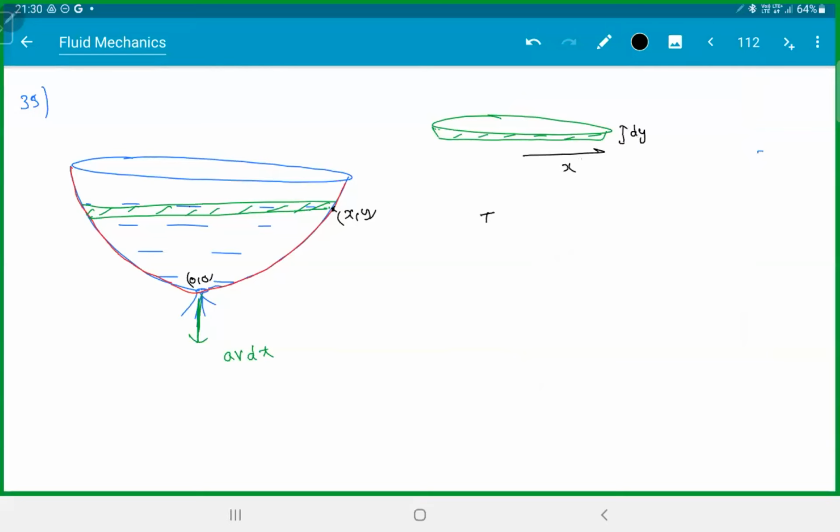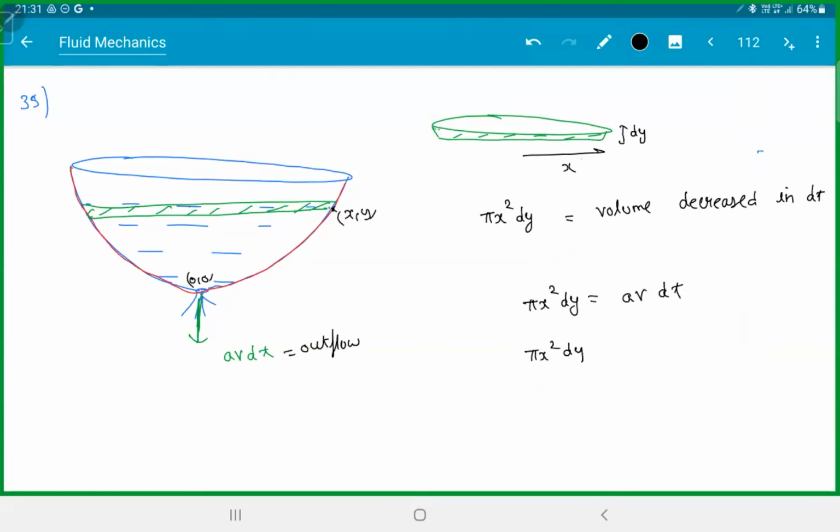Its volume was how much? Pi into x square into dy, right? This is the volume that decreased. That should be equal to this, which is the outflow. So pi into x square dy is equal to A into v into dt. But what is the velocity? Root 2 gy, it depends only on the height. So this will be pi into x square dy by dt.